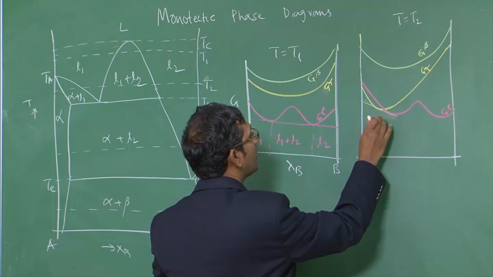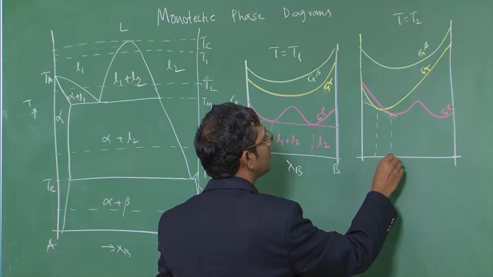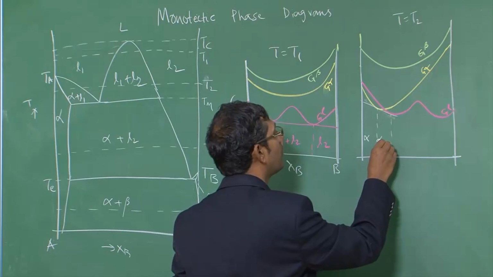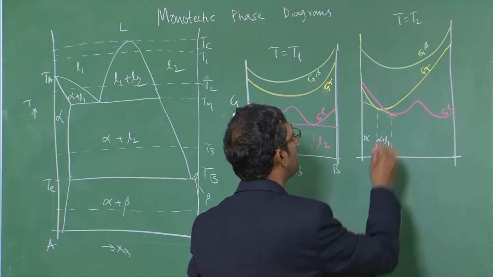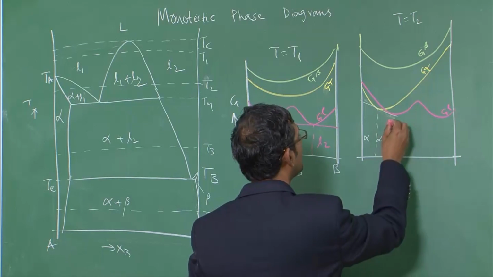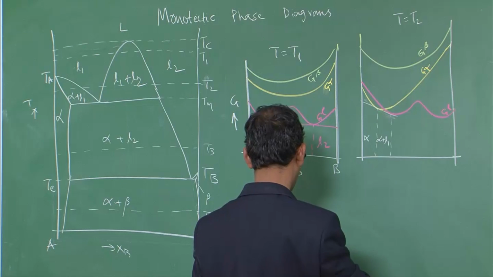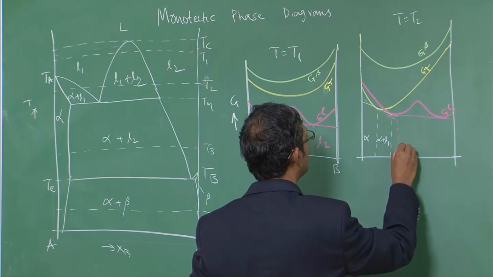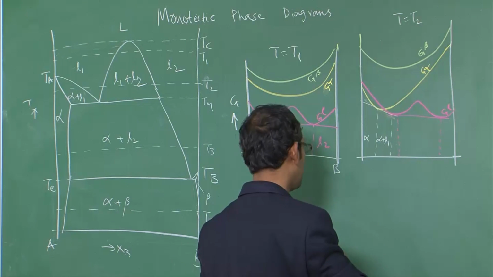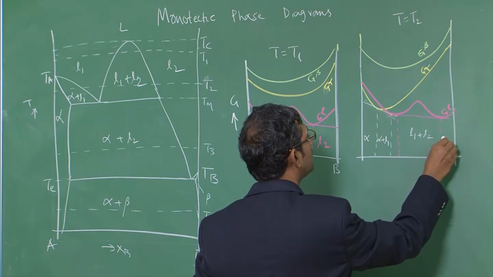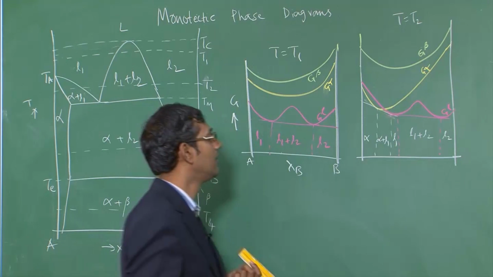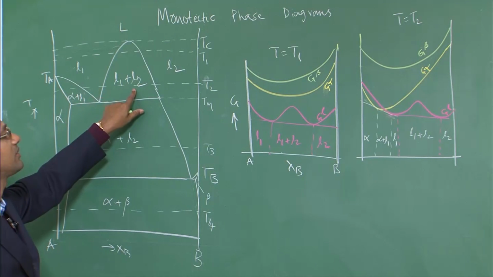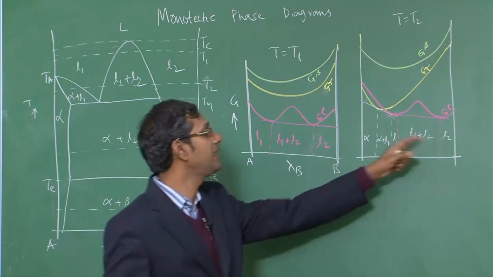So that tells me this part, where the alpha free energy curve is the lowest, is alpha, and this is alpha plus L1. Then I again have to draw a common tangent here for the liquid, and then I get this. This is L1 plus L2, L2, L1. So you got it right: alpha, alpha plus L1, L1 plus L2, and L2, but very easily obtainable.